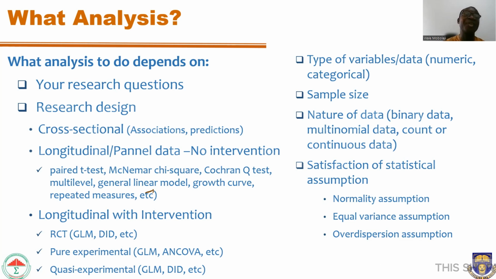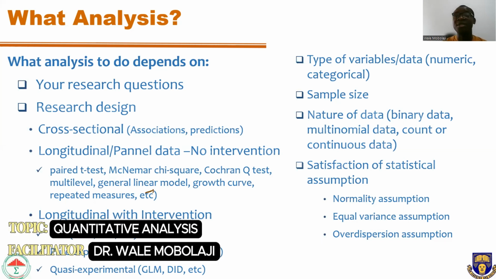And so number one thing that you are going to consider before you choose a particular data analysis method or statistical test is, what is your research question? Your research question is number one thing you need to consider. What do you want to achieve? So your research question, or your hypothesis if you have one, determines the kind of analysis that you're going to do.